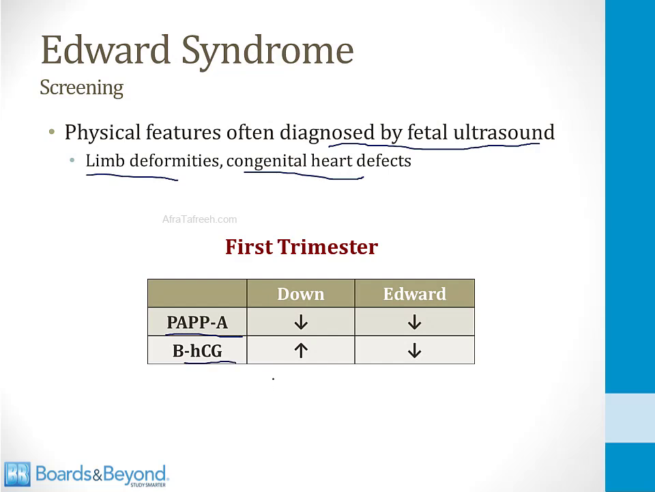In the Down syndrome video, I talked about how levels of PAPP-A are lower than normal in pregnancies associated with Down syndrome, and beta-HCG levels are higher than normal in pregnancies associated with Down syndrome. In pregnancies associated with Edwards syndrome, both levels are low, and in fact, it's very easy to remember the screening results you would expect in Edwards syndrome because they are all lower than normal.